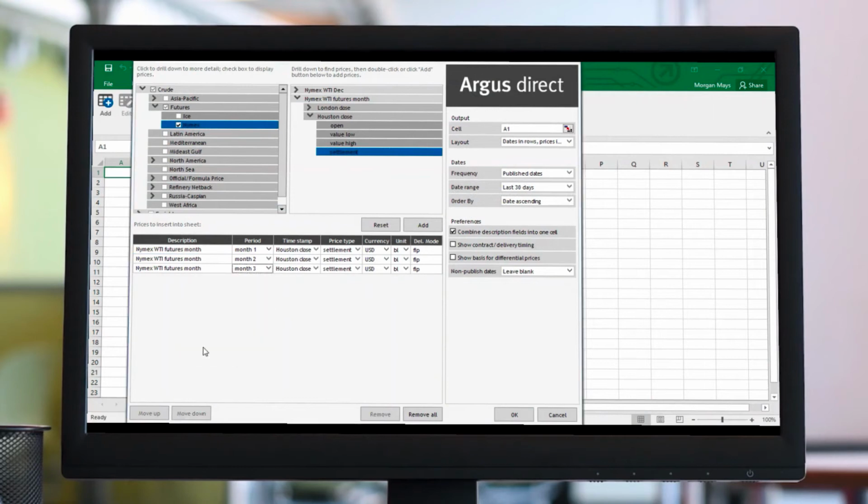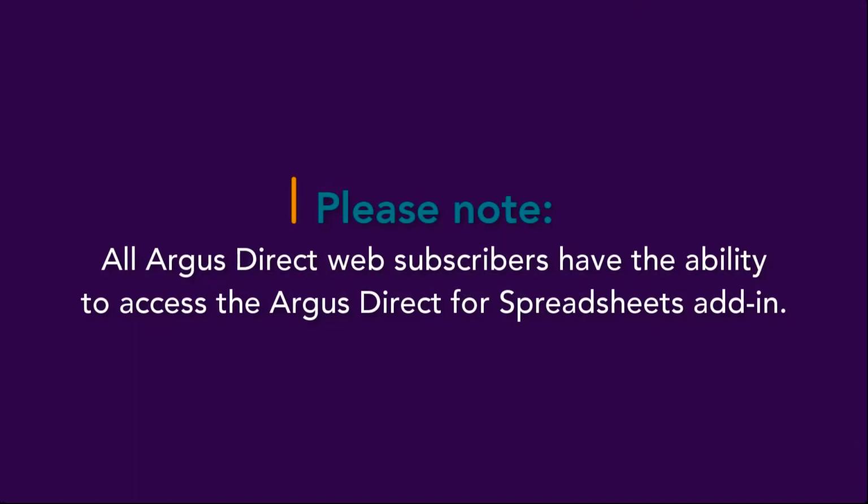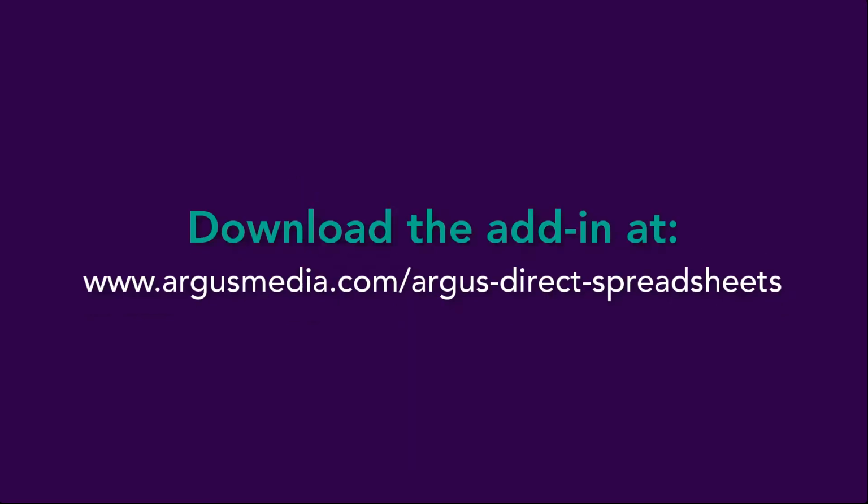We are covering how to use the Argus Direct for Spreadsheets add-in, the Nymex roll, to calculate a common price component used in crude purchase agreements. All Argus Direct web subscribers have the ability to use the Argus Direct for Spreadsheets add-in. It can be downloaded at the link shown on the screen.